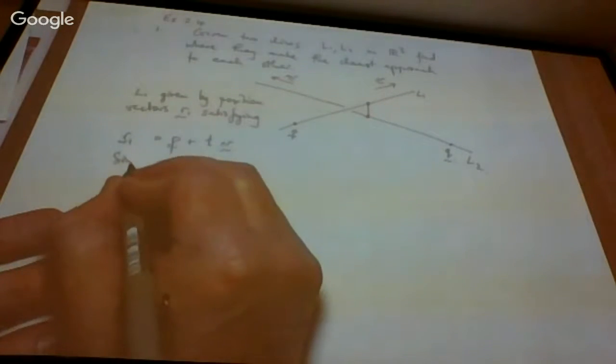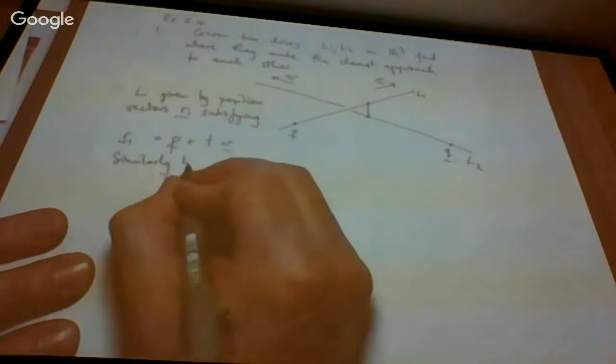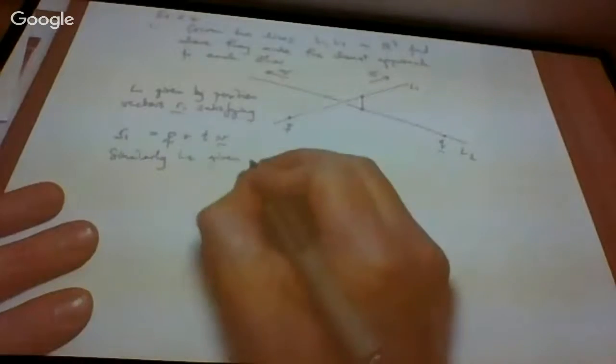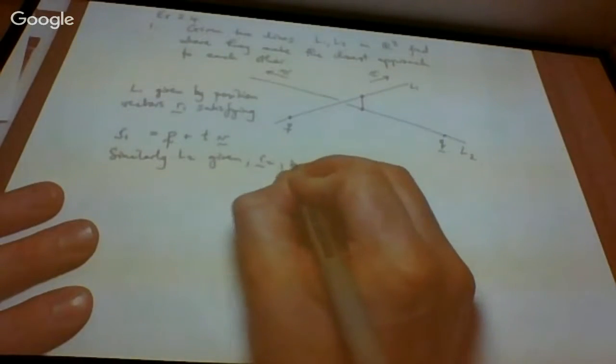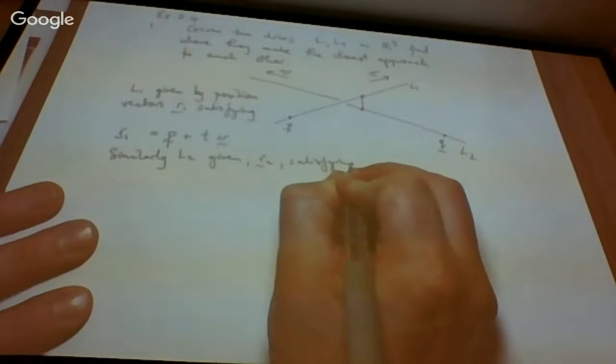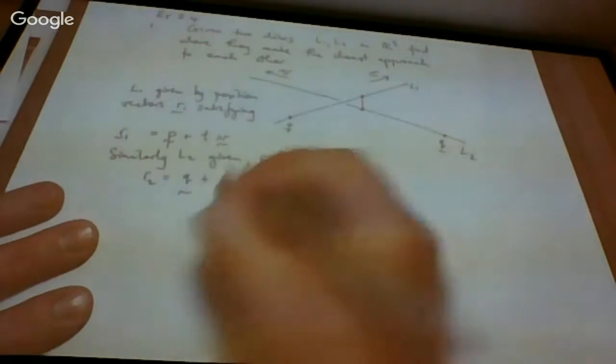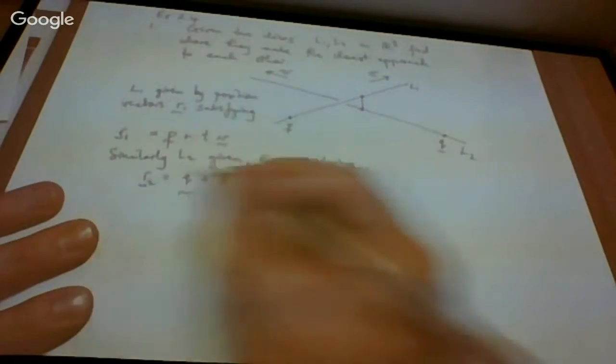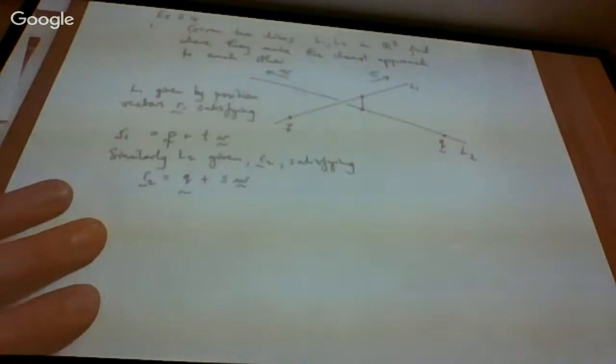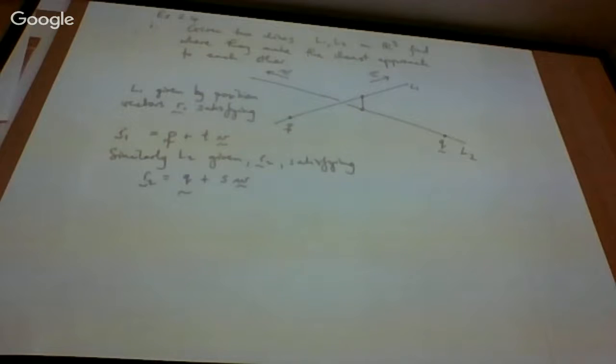Similarly, L2 is given by the same thing, by position vectors R2 satisfying R2 equals Q plus, we use a different letter for the parameter associated to R2, Q plus S times W. So R1 is what points on the line L1 look like, and R2 is what points on the line L2 look like.